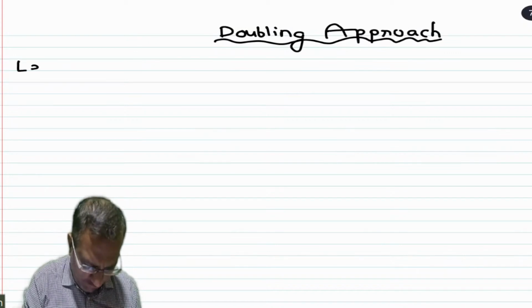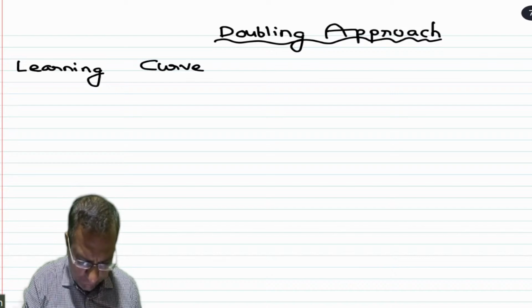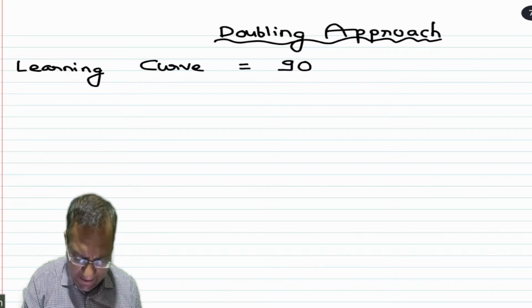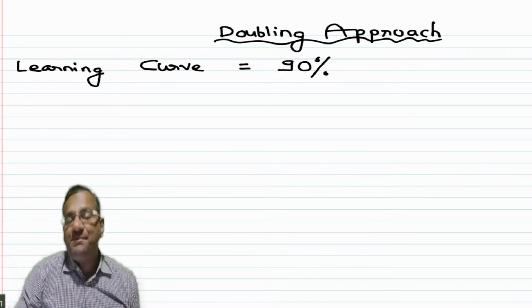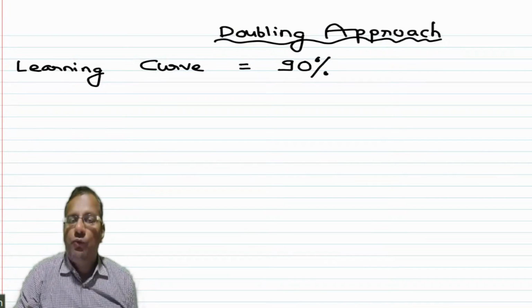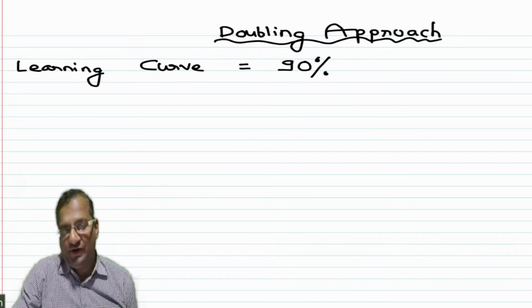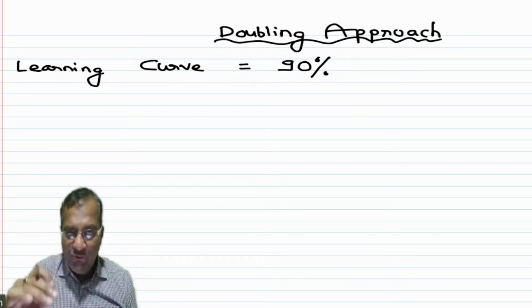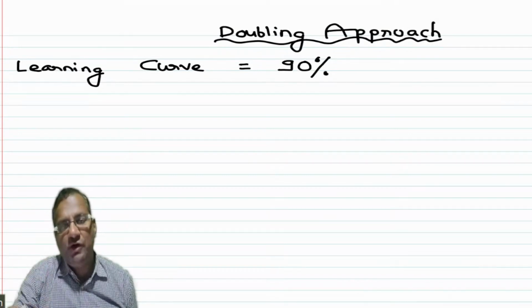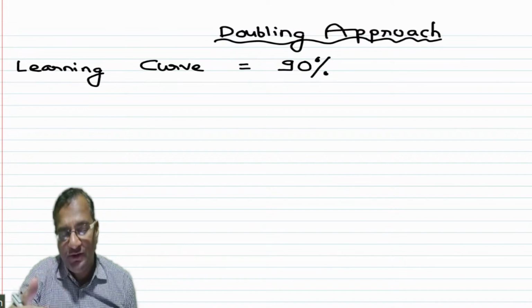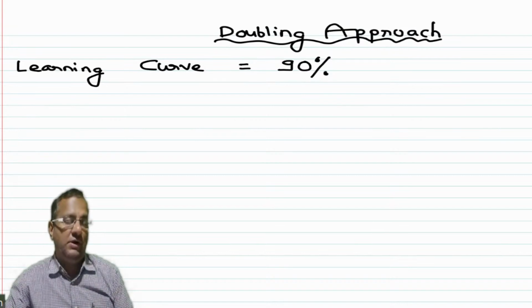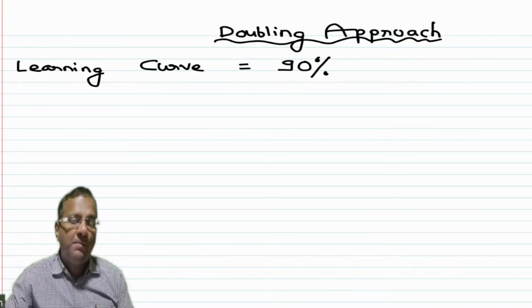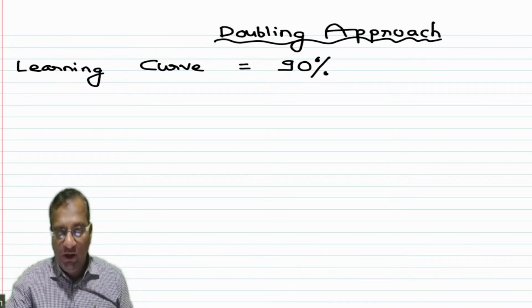First of all, suppose the learning curve is 90%. Now we have to understand what we mean by a learning curve of 90%. It means whenever, according to Mr. T.P. Wright, my worker just doubles its production, then, a very important word, then the average time taken by the worker is 90% as compared to the previous units.